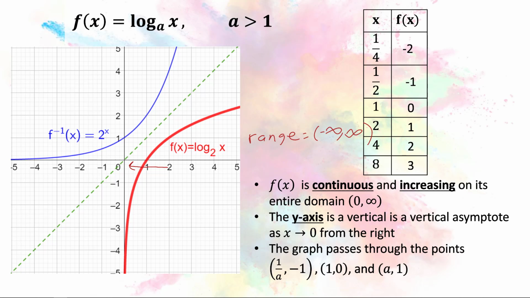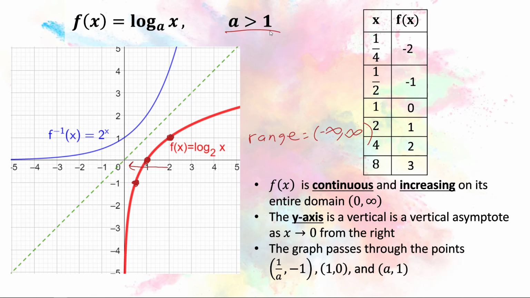And also notice that this graph passes through 3 important points. The first one is (1/a, -1), or 1 over a, -1. Every single logarithm will pass through (1, 0), because any base raised to the 0 power will always be 1. And then, of course, it will also pass through the point (a, 1), because any logarithm evaluated at its base will be equal to 1. Okay, now remember, this is for the case when a is greater than 1.